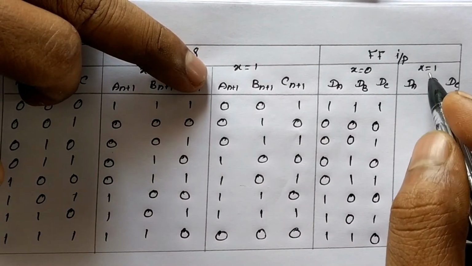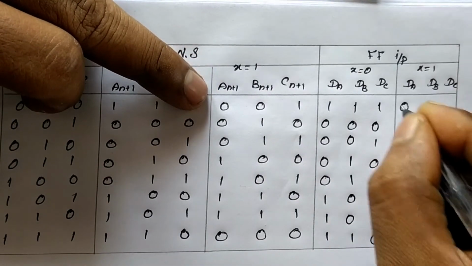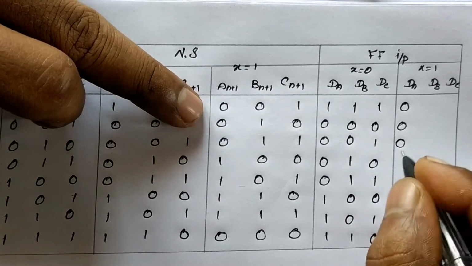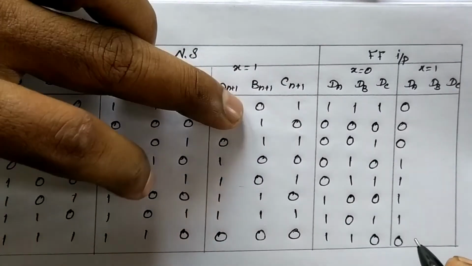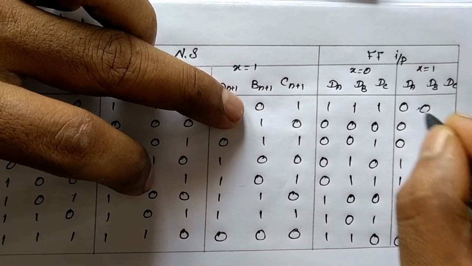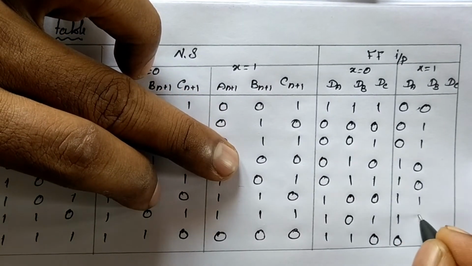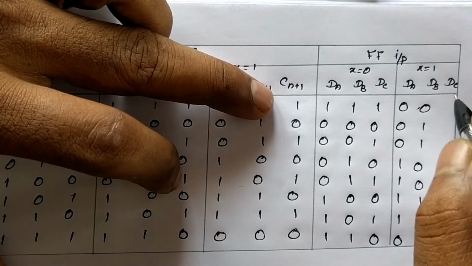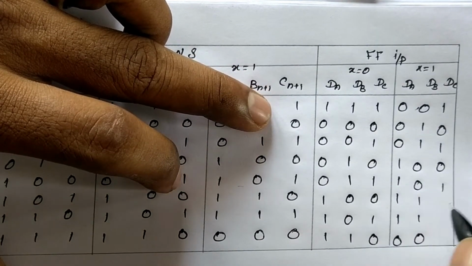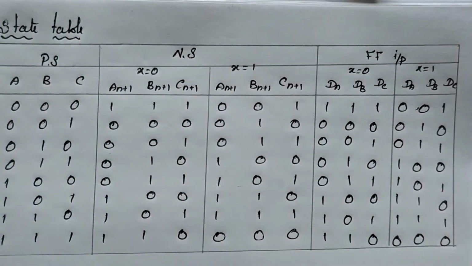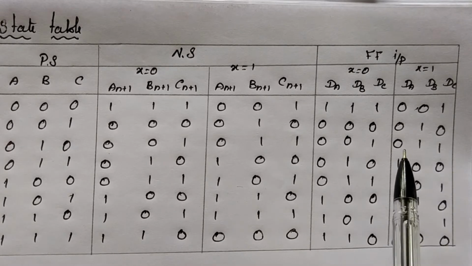Likewise for dA at x is equal to 1, which is equal to A(n+1) at x is equal to 1. Therefore here it's 0, 0, 0, 1, 1, 1, 1, 0. Likewise dB, it's 0, 1, 1, 0, 0, 1, 1, 0. For dC, it's C(n+1). Here 1, 0, 1, 0, 1, 0, 1, 0. This is the respective value for dA, dB and dC for both x is equal to 0 and x is equal to 1.